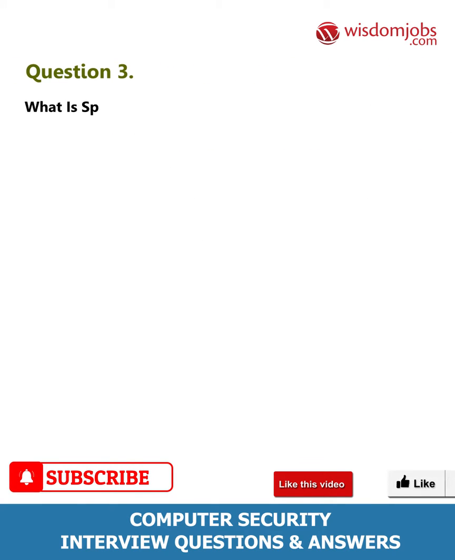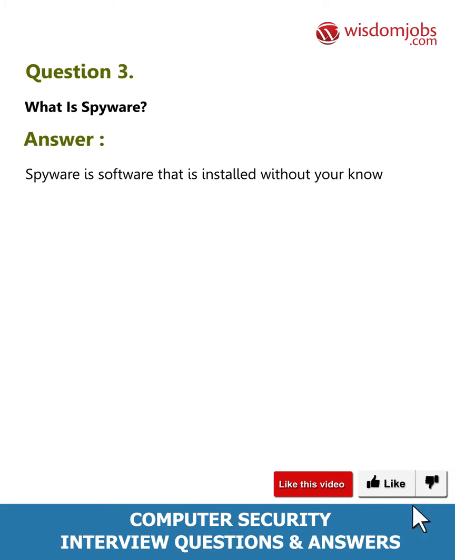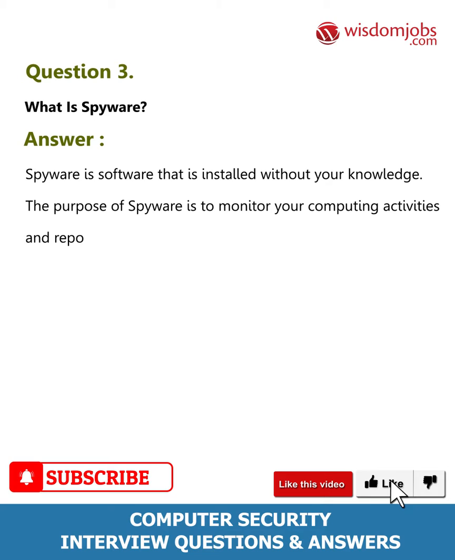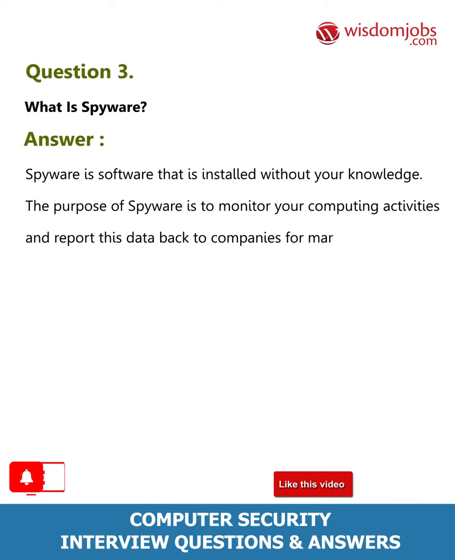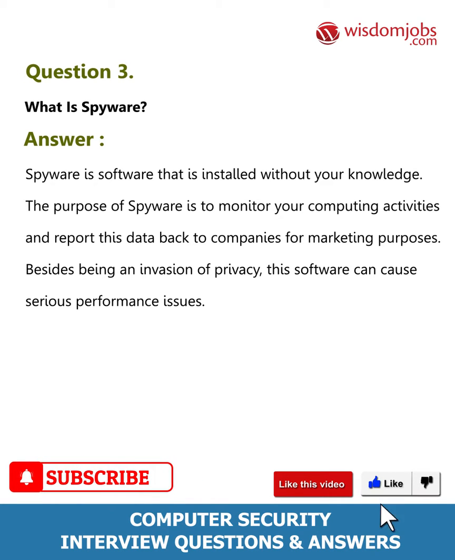Question 3. What is spyware? Answer. Spyware is software that is installed without your knowledge. The purpose of spyware is to monitor your computing activities and report this data back to companies for marketing purposes. Besides being an invasion of privacy, this software can cause serious performance issues.